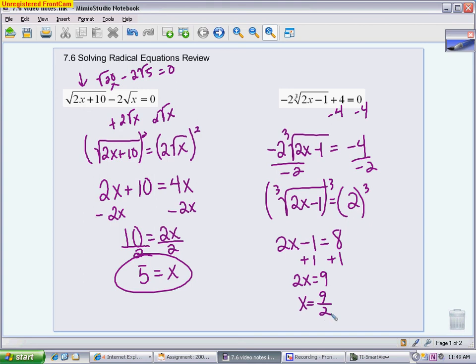Again, if you go back to the beginning and double check to make sure your answer works out, if you put 9/2 in for x, you'll have 9/2 times 2, which is just 9. 9 minus 1 is 8. The cube root of 8 is 2. So you'll have negative 2 times 2 plus 4 equals 0. That's negative 4 plus 4 equals 0. And that is a true statement. So again, 9/2, or if you want to write it as a decimal, 4.5 is a solution.